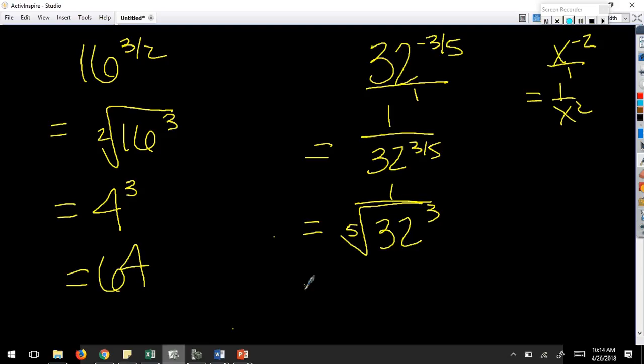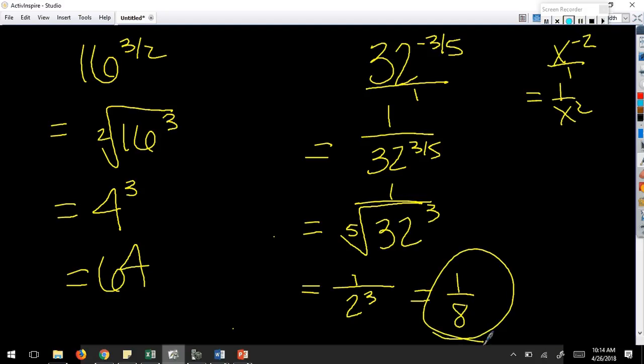Why that one right there? I forgot to put the 1 up because we flipped it. So we keep doing it? You keep it, yeah. So now it's 1 over 2 to the 3rd. What's 2 to the 3rd? 8. Yeah. Alright, so this is it.